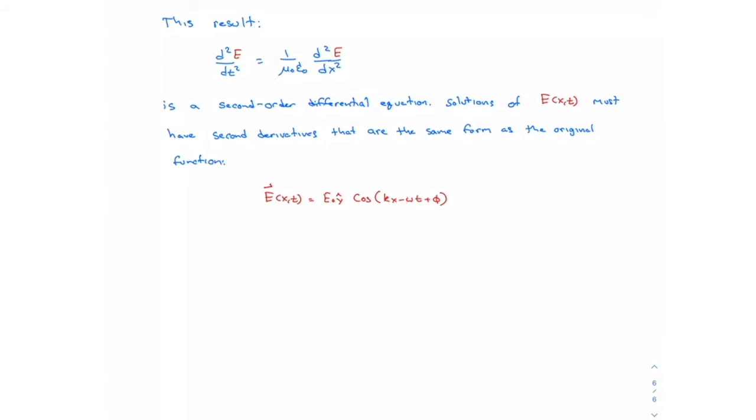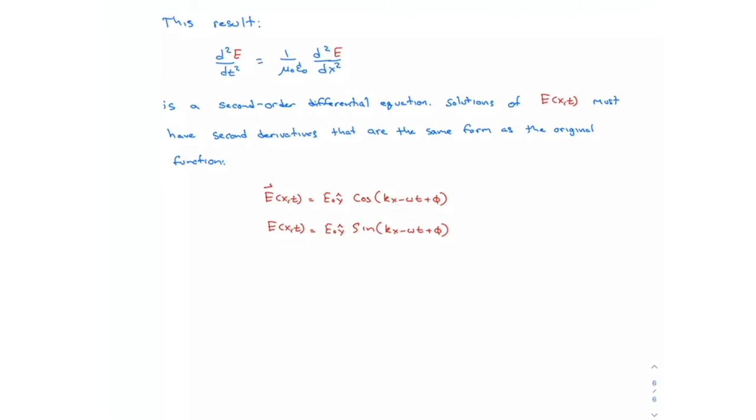And so this is a sinusoidal expression that's written as cosine. I could also write sine of the same type of argument. And really, these two expressions represent the same thing. It's just if you change phi by 90 degrees, you go from a cosine to a sine. So these both represent sinusoidal oscillations in space and time.